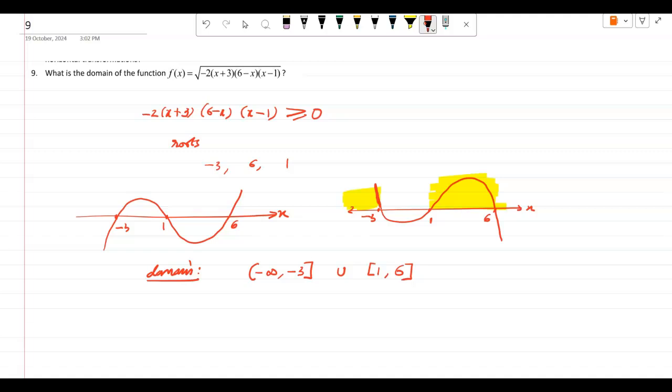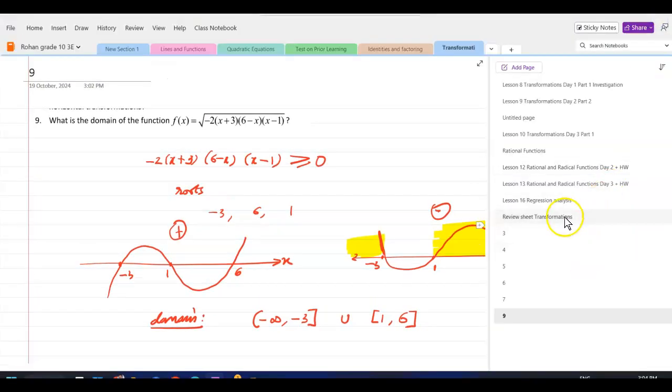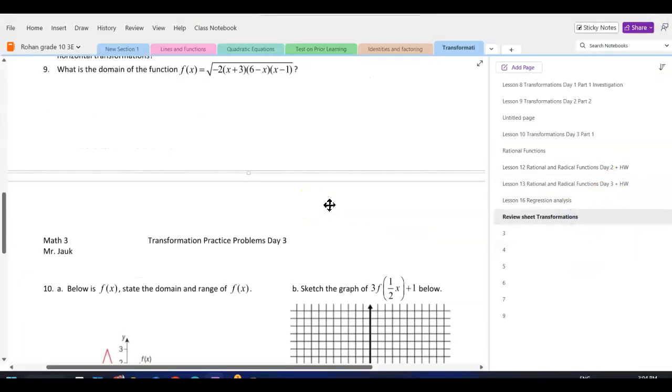Are you following? So you have to know everything. This is when you do the negative of the function. You first found the roots, and then you drew the reflection in the x-axis. Then you saw when it is positive.